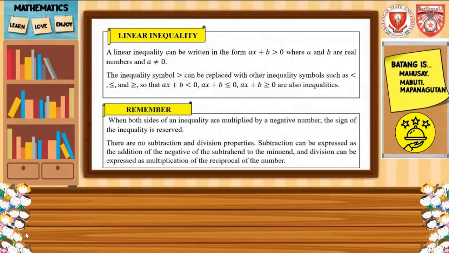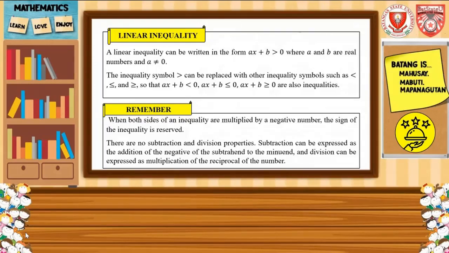Here we should remember that when both sides of an inequality are multiplied by a negative number, the sign of the inequality is reversed. So if we multiply the expression by a negative number, we reverse the given inequality symbol. If we have greater than, then it will become less than.